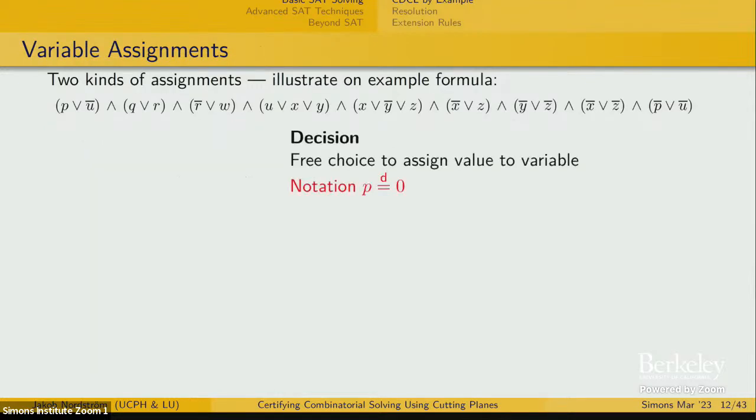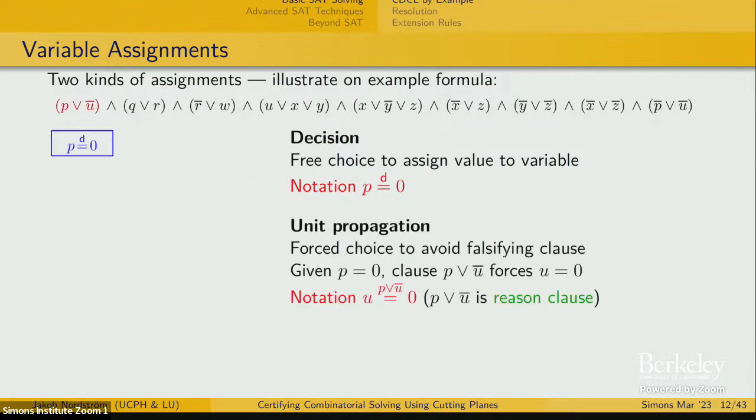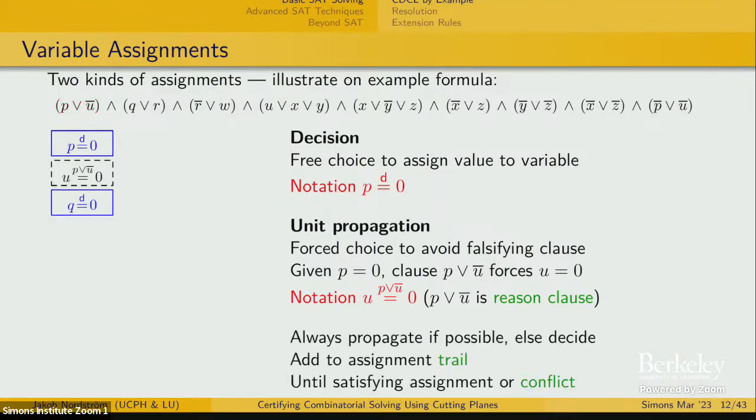Okay, so quite quickly, if we have a formula like this, what would a SAT solver do? Well, it would start by assigning some variable, maybe setting P to false. And then a lot of the time, a SAT solver does unit propagation. So it looks at clauses here. For instance, if P is set to false, then you see that the first clause says that, well, U also has to be false or else I've immediately violated the clause. So that's called unit propagation. And the SAT solver will write down that it propagates U because of the reason clause P or not U. And you always propagate until saturation. Now there are no further propagations.